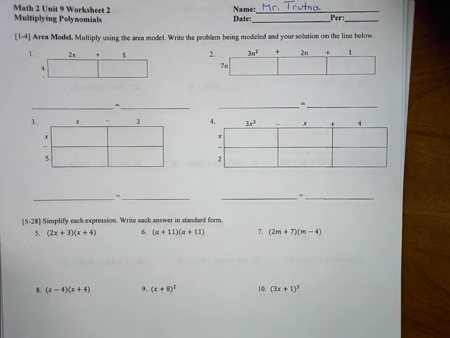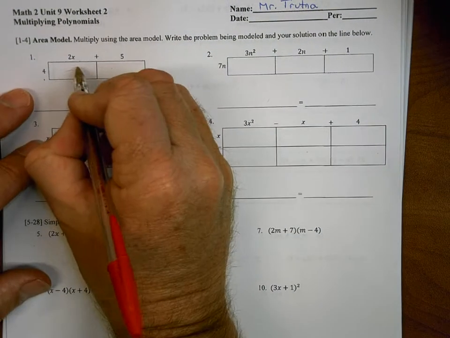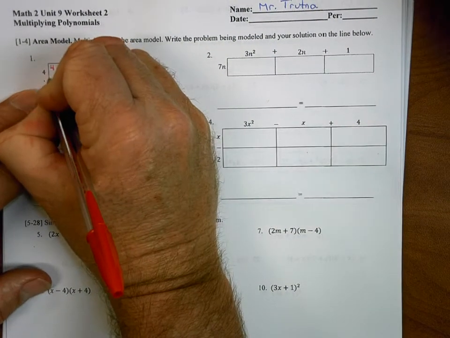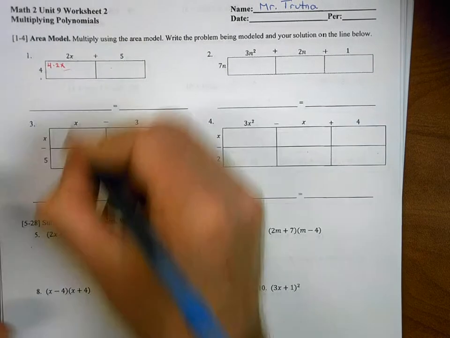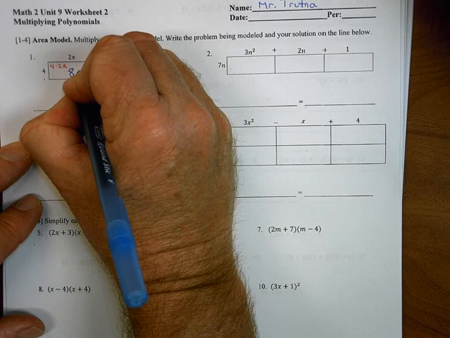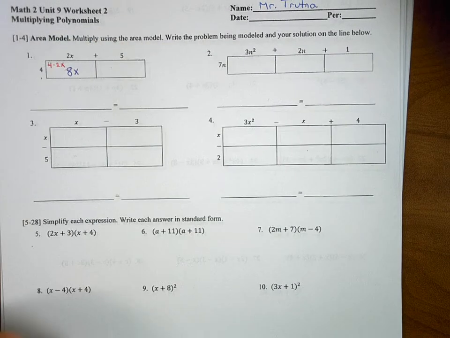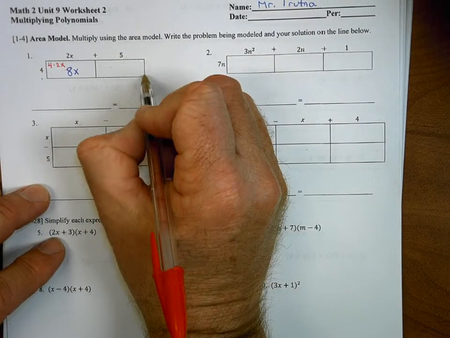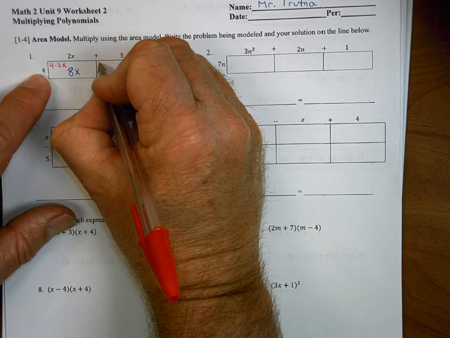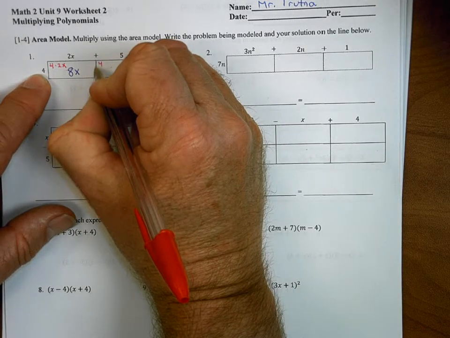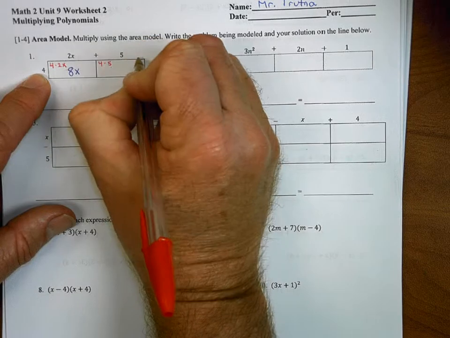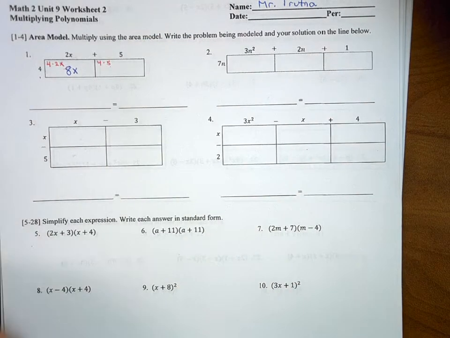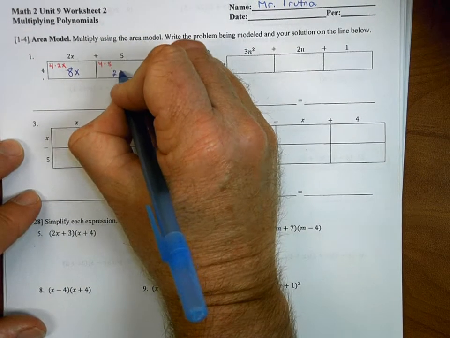So in number 1, in order to find the area of this rectangle, I'm going to take the 4. I'm going to multiply it by the 2x. So the area of this first rectangle is 8x, 4 times 2x. Then to find the area of the second rectangle, I'm going to take the 4, which would be this side here, which would be the length. I'm going to multiply it by the positive 5, which would be the top here, which would be the width. 4 times 5 gives me a result of 20.